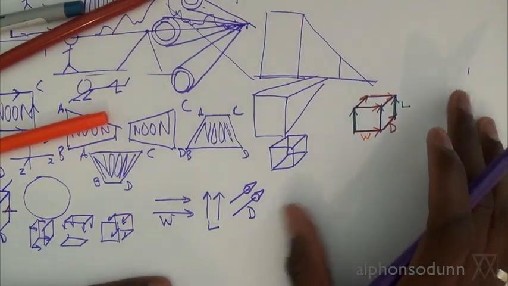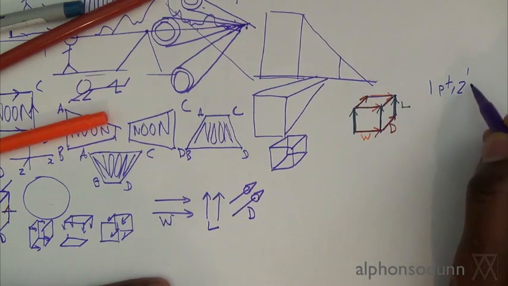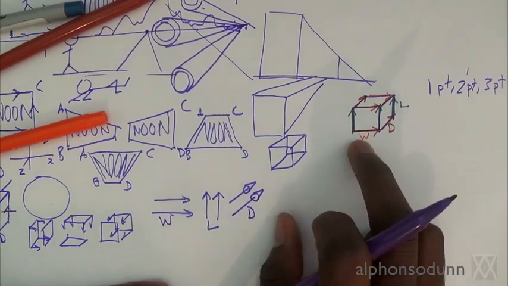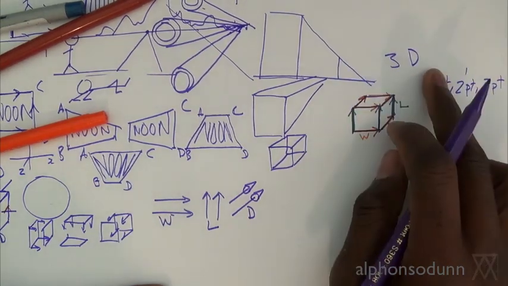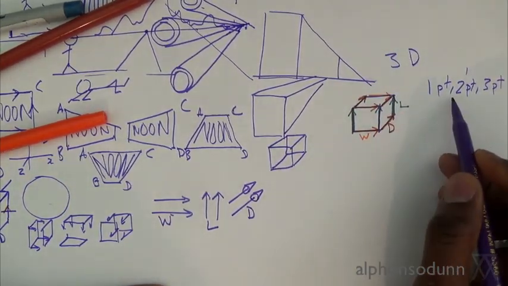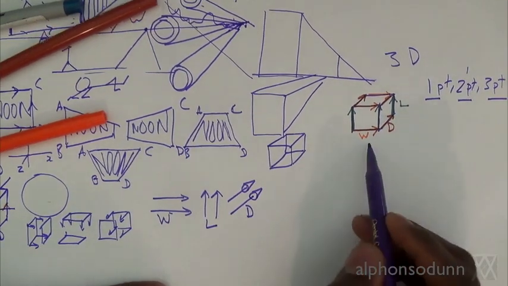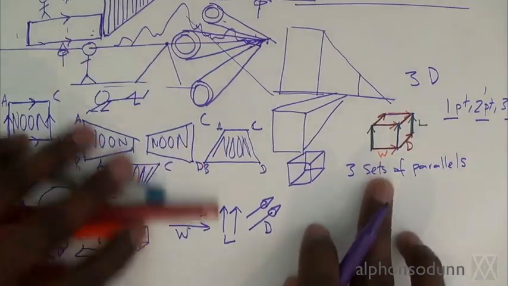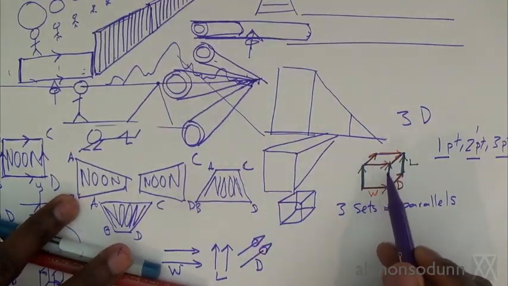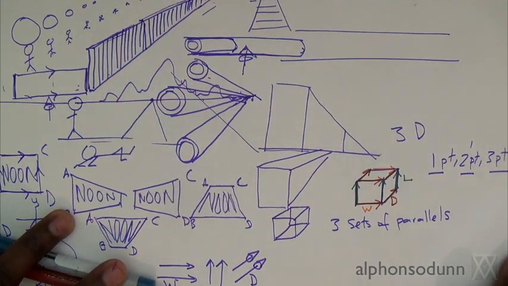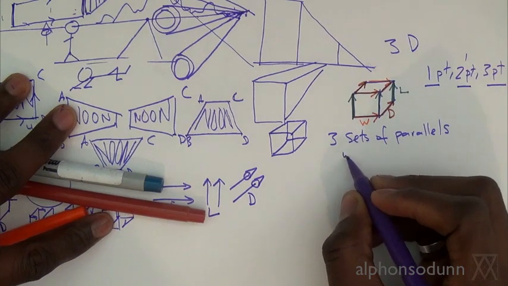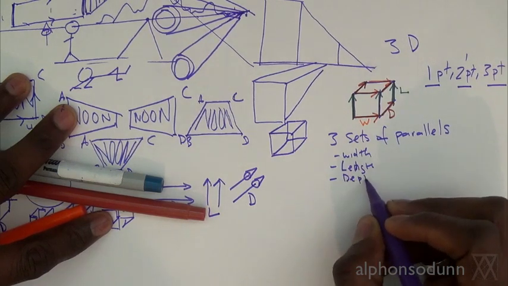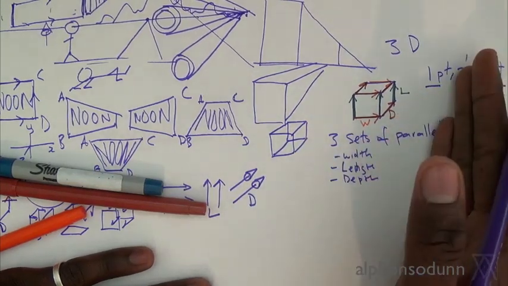So that means the whole idea of one-point perspective, two-point perspective, or three-point perspective comes from this basic form, the cube or the block, which means we know there are three dimensions. That's why we say 3D: length, width, and depth. So how do we get one-point, two-point, and three-point perspective? It means there are three sets of parallel lines. So in other words, there are three ways that this cube can diminish in size. It can diminish in size in terms of width, in terms of length, and in terms of depth. So we can manipulate whichever sets of parallel lines we want.